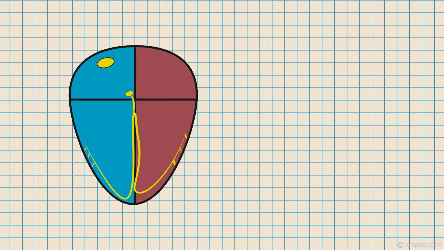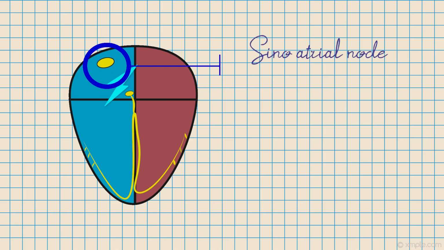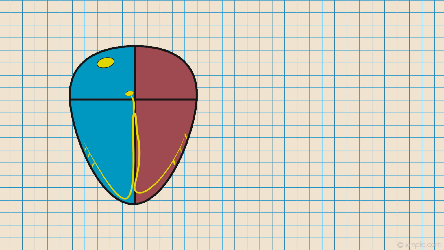Let's look at it this way. The electrical current begins in the sinoatrial node, which is the natural pacemaker of the heart. From the sinoatrial node, the current flows through the atria to the AV node. This flow of electrical current results in atrial depolarization. You get your P wave. The atria contracts. Blood is squeezed from the atria into the ventricles.